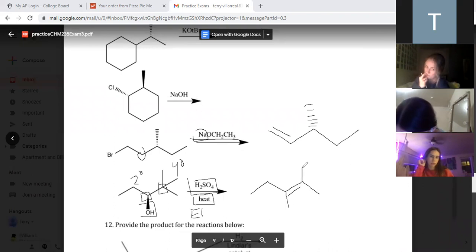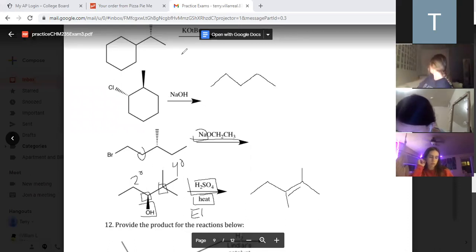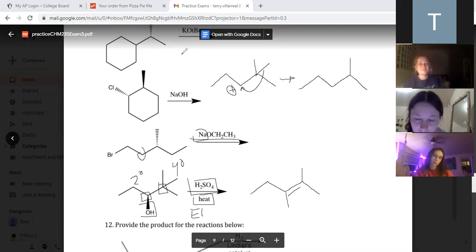But what's going to happen? I'm going to erase this real quick and draw the intermediate. So when you form your carbocation, this is what you have, like this, right? One of your methyls is just going to pop over. Then you're going to form this, like this. So this would be your carbocation now here.